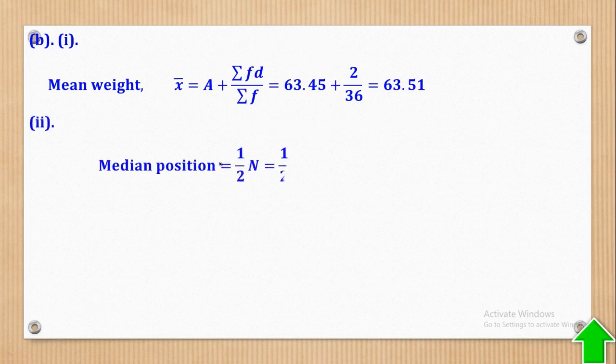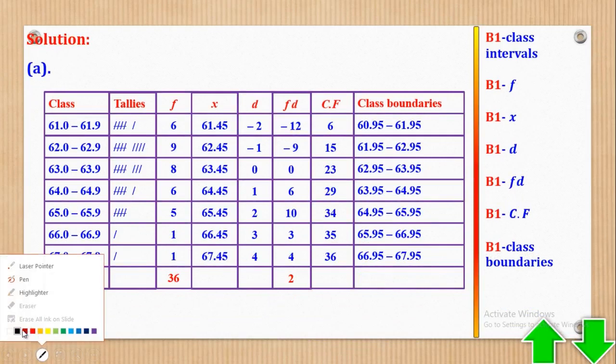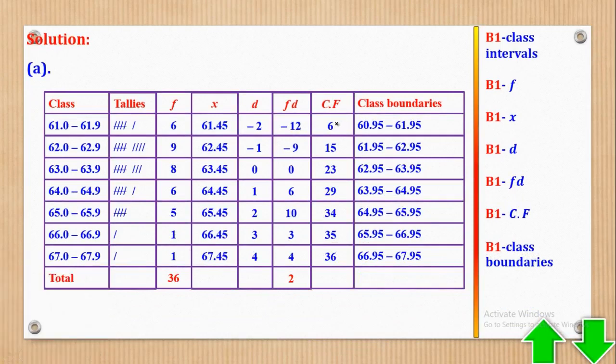Then Roman 2, they wanted the median, so you have to first get the median position. Median position is a half n, where n is the total frequency, so a half of 36 is the 18th. After getting that position, you go back to your table and look for a value where that 18 lies. 18 doesn't lie here, doesn't lie here, therefore it lies there. So this will be the median class, and that's what we shall use.